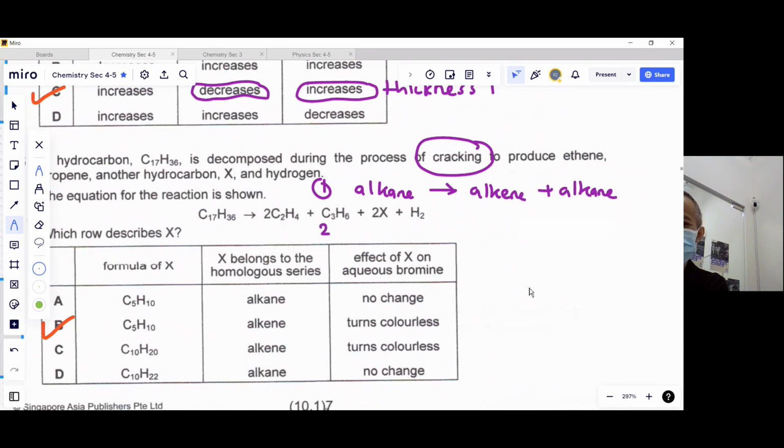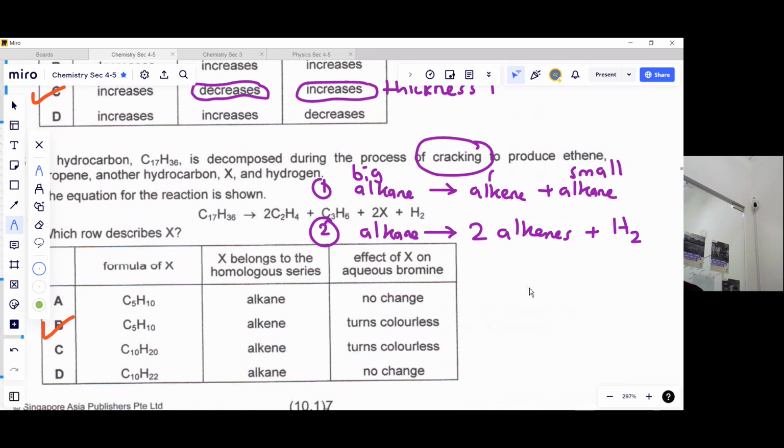Oh, really? Yeah. The other possibility for cracking is that an alkane becomes two small alkenes plus hydrogen. Yeah, there are two possibilities. The alkane is different. So in the first option, a big alkane becomes a small alkane. That's the meaning of cracking. Big becomes small.